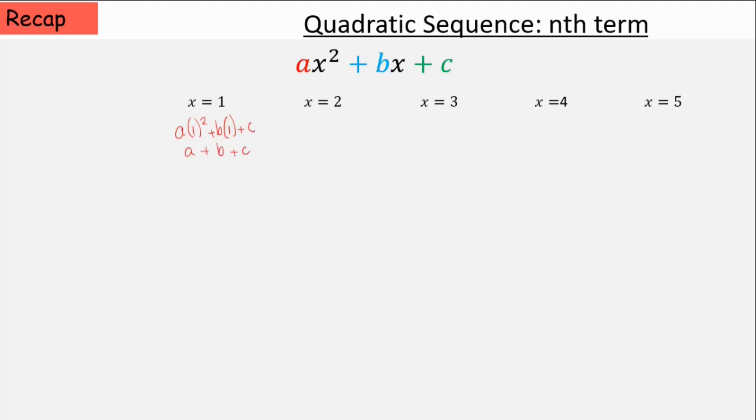When x is equal to 2, I have a, replace the x with a 2, and then I have my b, replace the x with a 2, and then I have my c. Simplify that, and let me just whiz through the rest.